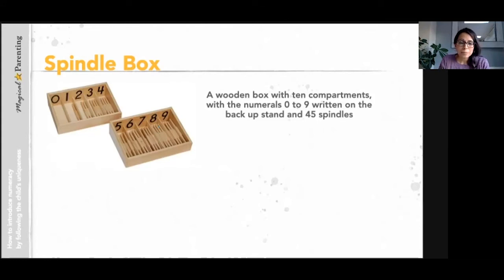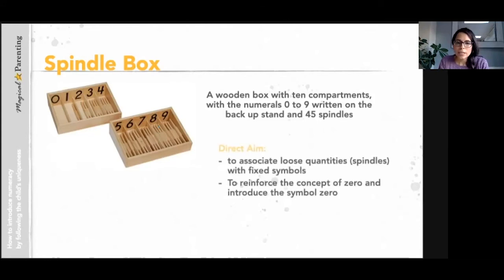In this case, what the child needs to do, the aim, is to associate the loose quantities, in this case the spindles, with the fixed symbols. So they will know that 1 will be 1 spindle, number 2 is 2 spindles. And as you can see here, the quantities are not fixed anymore, they are loose. And as well to reinforce the concept of 0, because here you can introduce the meaning of 0 and how it looks like if they're not aware yet.